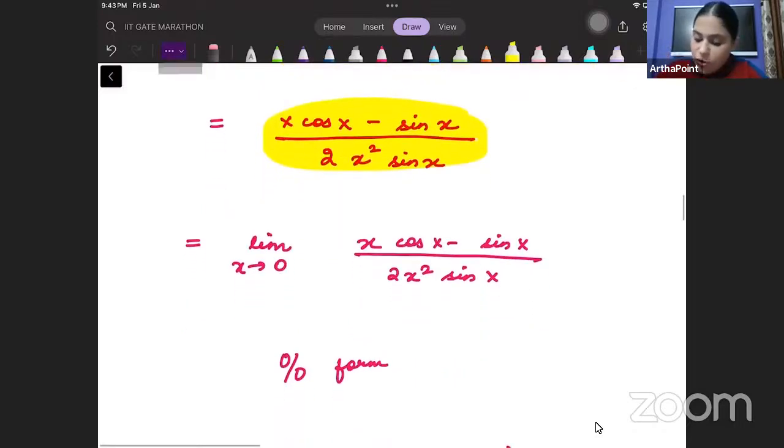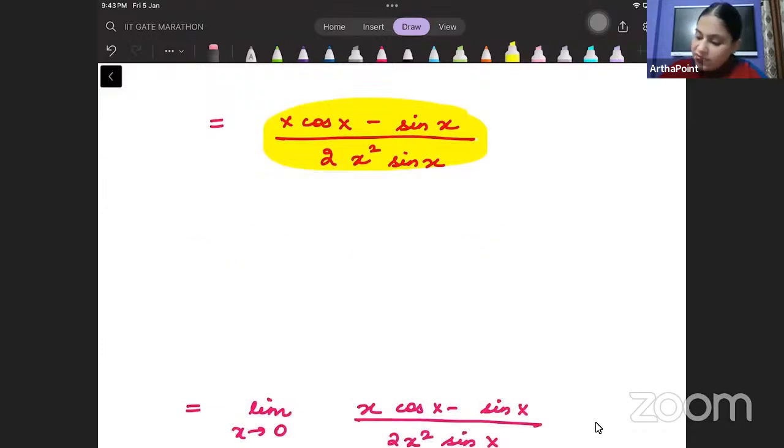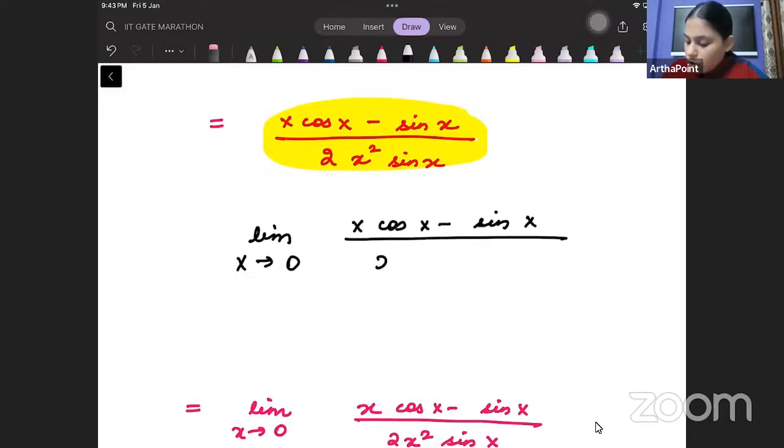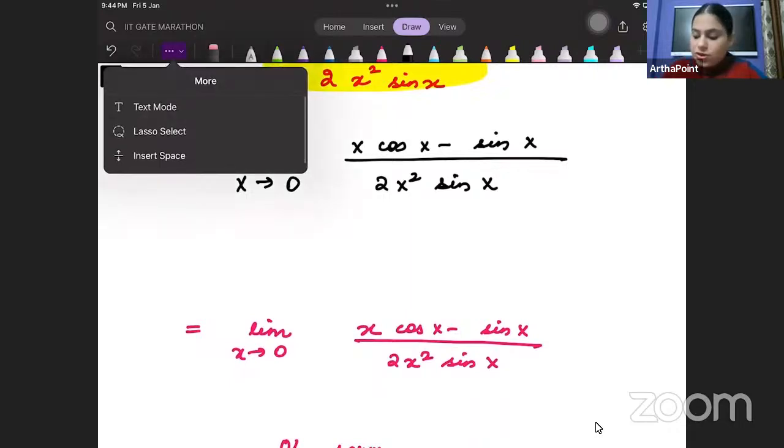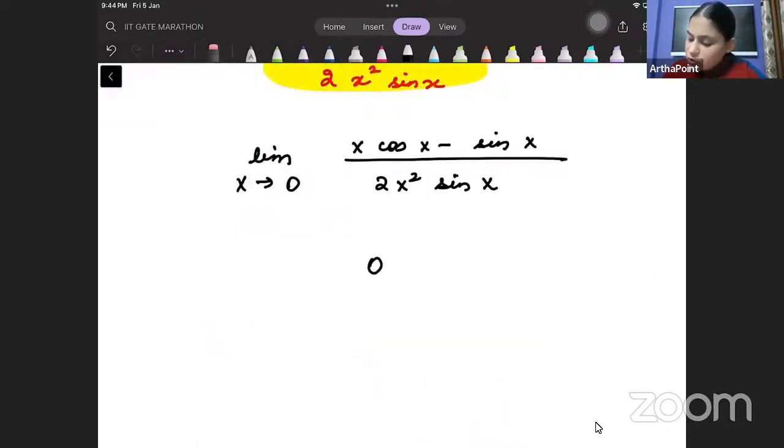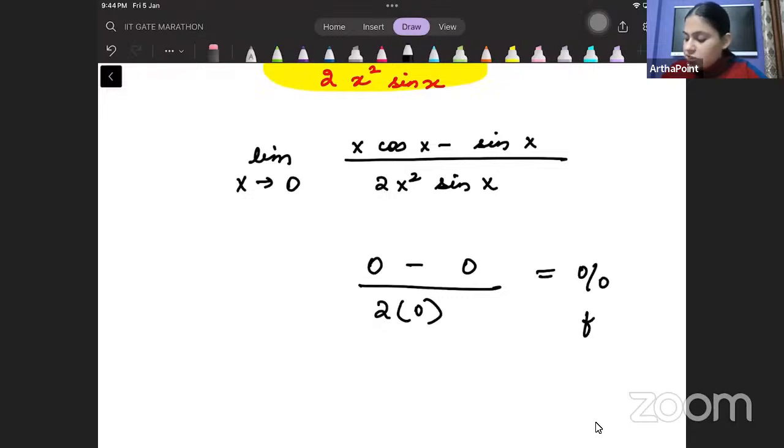Now I am still applying the limit to it. So I will say, limit x tends to 0, x cos x minus sine x upon 2x square sine x. Again I have applied the limit on this. But when I apply the limit to it, what am I going to get? 0 minus sine 0 is 0 upon 2 into 0. So I will again get 0 by 0 form. That means my solution still hasn't come. I haven't been able to solve this.